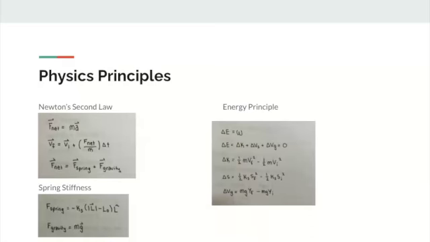In order to do these computations, we had to use Newton's second law, the energy principle, and the spring stiffness. Newton's second law can be described using force equals mass times acceleration. It can also be described using initial and final velocities along with change in time. Additionally, it can be described using the summation of spring force and gravitational force. Spring stiffness can be described using Hooke's law, in which the force of the spring equals negative k sub s times the magnitude of L minus L naught times L hat, and the force of gravity equals mass times the gravitational constant.